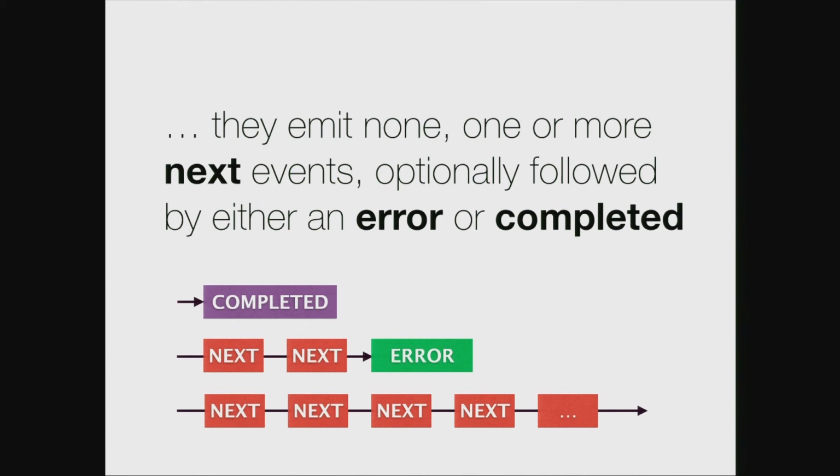So you can see a few simple examples at the bottom. The first is a signal that just completes. The next one fires a couple of next events and then errors. The final one is just a stream of next events. It's a very simple model, but it can be applied to pretty much everything.